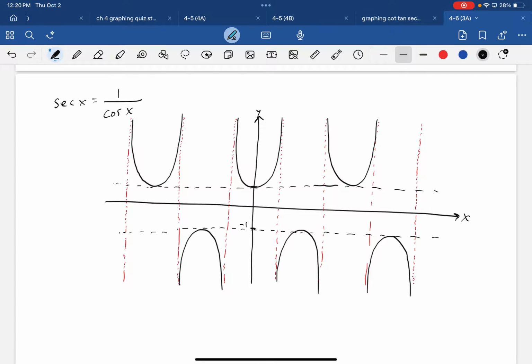And then these vertical asymptotes occur at odd multiples of pi over 2. So here we have pi over 2, here we have pi, here we have 3 pi over 2, and this is 2 pi, and this is 3 pi, this is minus pi, and this is minus 2 pi. Got it? This is 1. I'll also draw what cosine would be on this graph. Cosine would just be this, right?